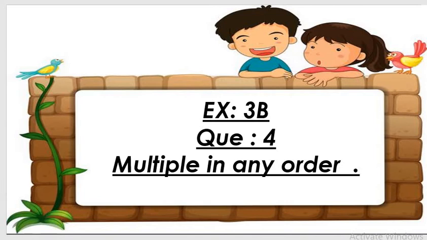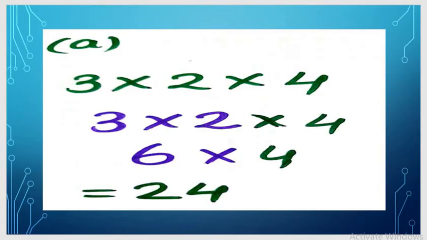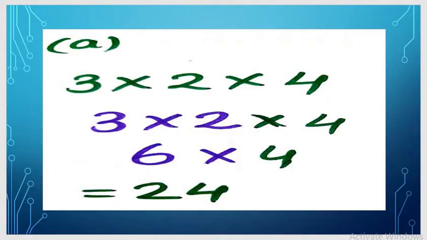So directly we learn by the exercise question, not an example. Understood? Exercise number 3b, question number 4. Let's check what is question number 1 first. Here is your question: 3 multiplied by 2 multiplied by 4.